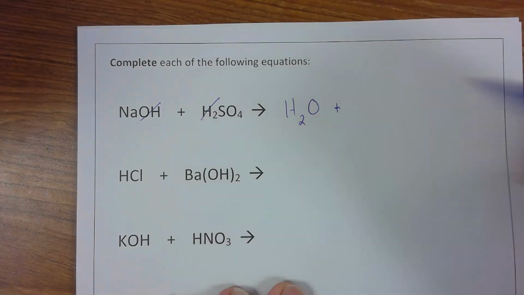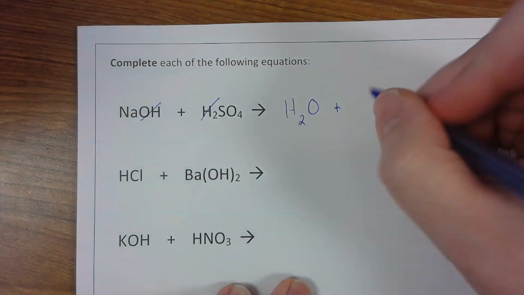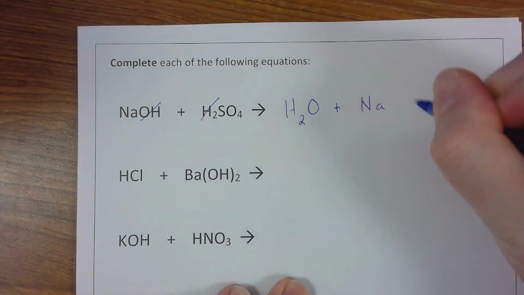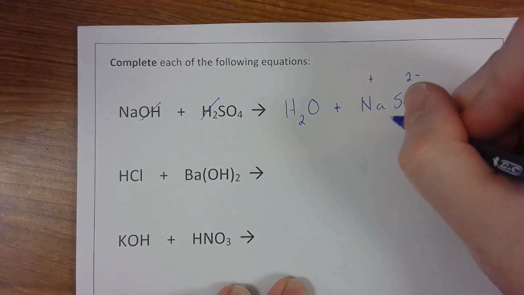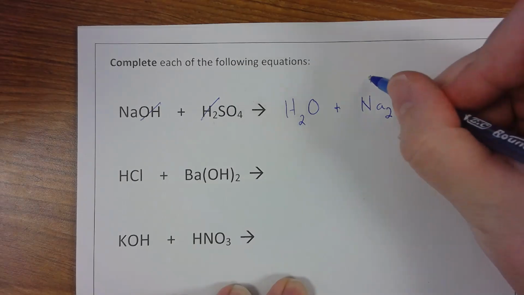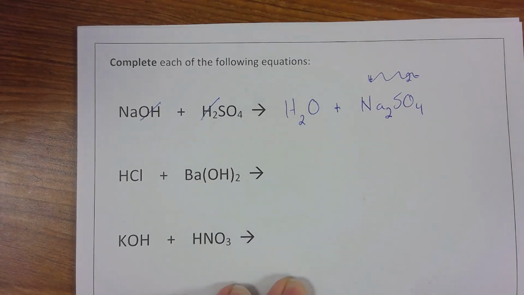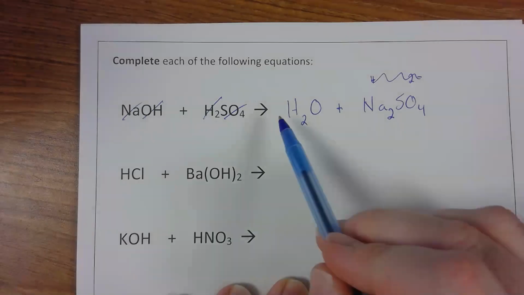Now, whatever's left is going to make a salt. So I've got Na and I've got SO4. So I'm going to write those next to each other: NaSO4. Now, Na has a 1 plus charge, SO4 has a 2 minus charge, which means that when they come together, I need two Na's to make this work: Na2SO4. And now I've handled the part of this where I just worked out each particle and how they came together.